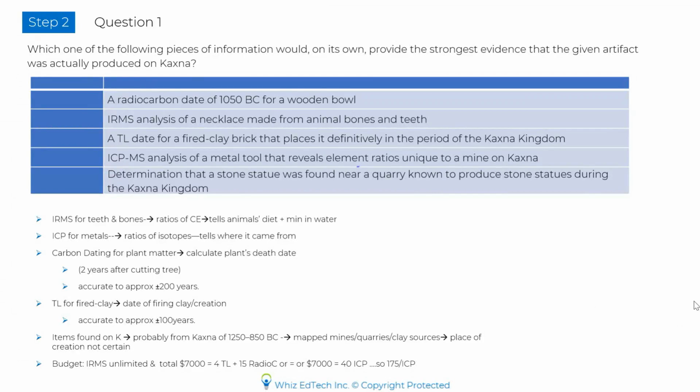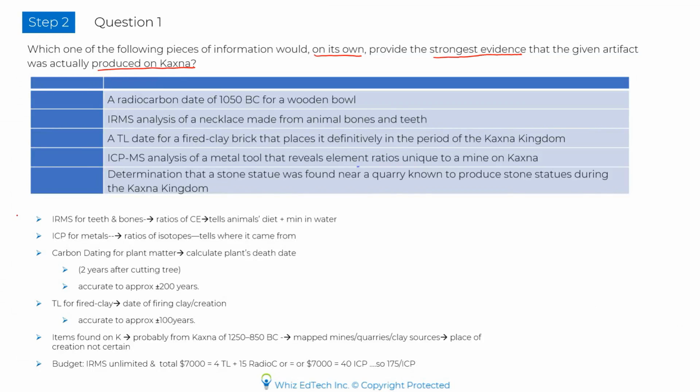Go ahead. I'm waiting for more answers to come up. So far, I have got Surya says D, C says A, Yas says D, Kaushal says D, Vivek says C, Johannavi says D, Clava says C, Arvind says D. Now, see, guys, what the question is asking you is, which one of the following pieces of information would on its own provide the strongest evidence that the given artifact was produced on Kaksna?